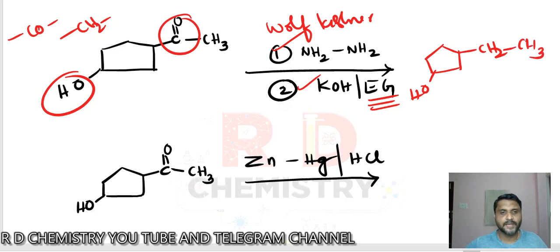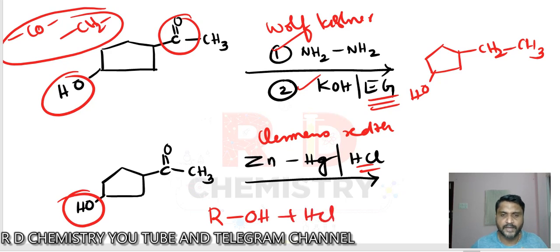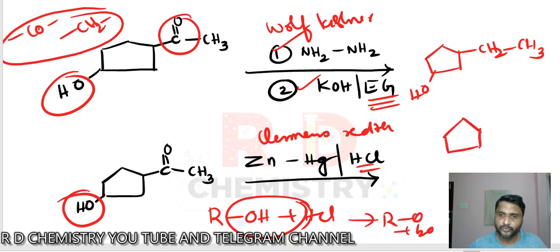Okay, right? Next one, zinc amalgam and HCl. This is called the Clemmensen reduction. What is the Clemmensen reduction? The CO group must become CH2. But there is a problem here. OH is present and acid is present, so a side reaction also takes place. When ROH and HCl are present, dehydration takes place and you get alkyl chloride plus water. So there is a side reaction also taking place. Here OH should be replaced by Cl.